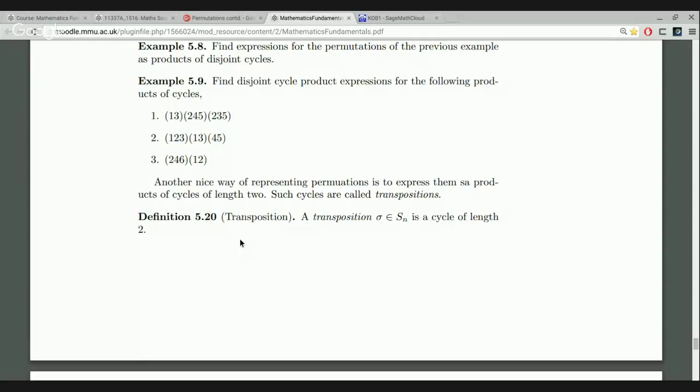Because remember, what's this inverse element? The operation is composition, so we're talking about the inverse function. Well, if sigma is the function that sends all these elements this way, the inverse function is just the one that sends them all back. You just reverse the direction of all the arrows.